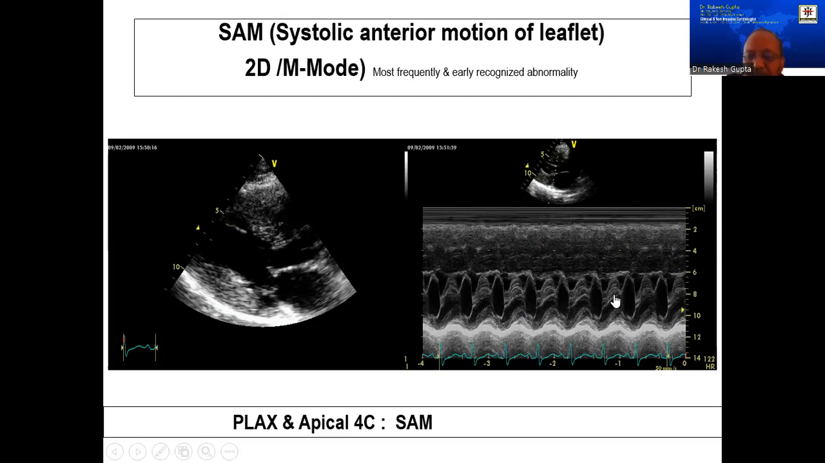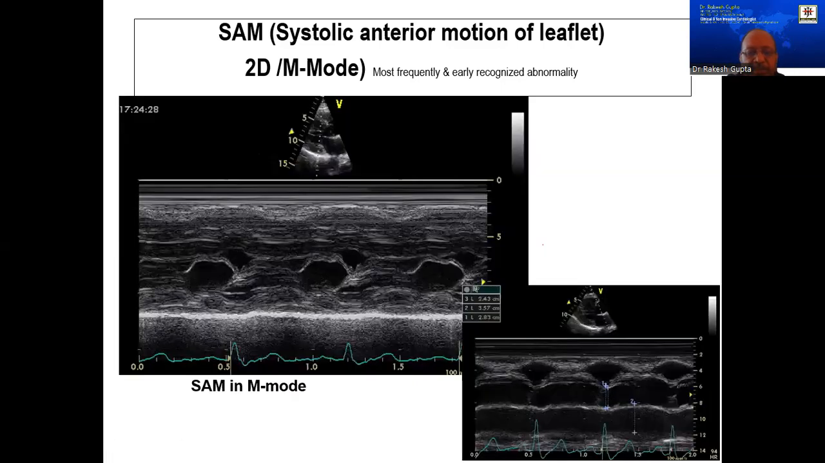Can you see this systolic anterior motion of the mitral leaflet? And then it moves up during systole. That's what we have seen over here. The mitral valve remains unguarded, leading to mid-systolic MR. On top of that, this systolic anterior motion of the mitral leaflet will lead to dynamic LVOT obstruction.